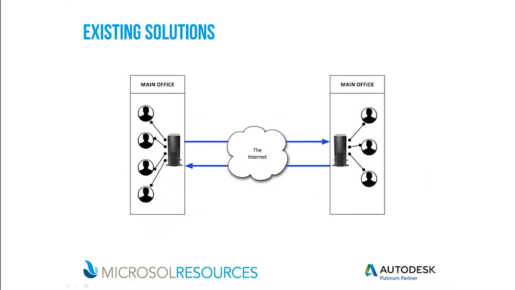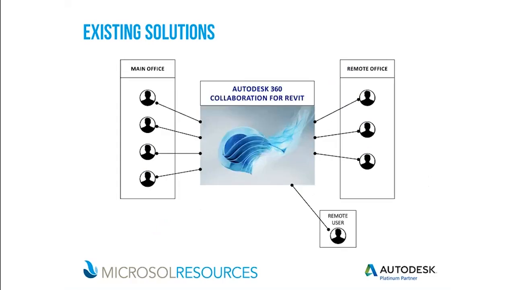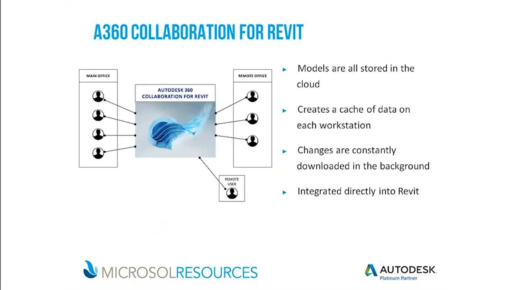But first, I just want to clarify that the model of a lot of the old solutions was basically everybody working in their own local office, connecting to their local file server, and just trying to send stuff back and forth via the internet. The solution that Autodesk has developed is a cloud-based concept, A360 Collaboration for Revit. The idea is fairly straightforward. The models are stored in the cloud. Each user winds up connecting to that cloud model.